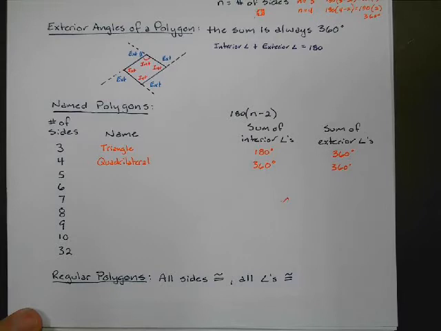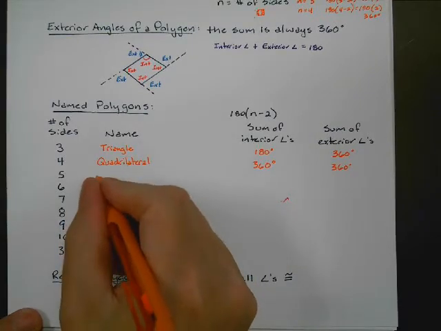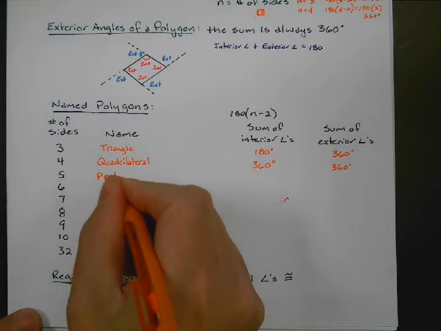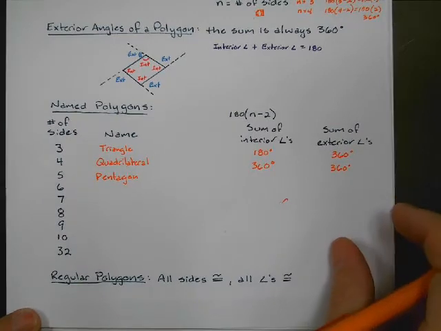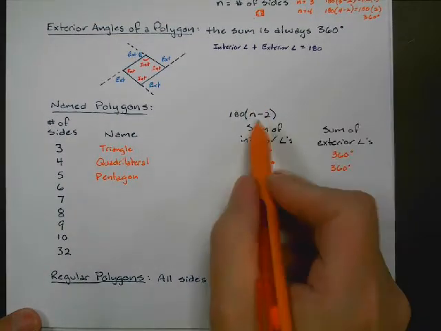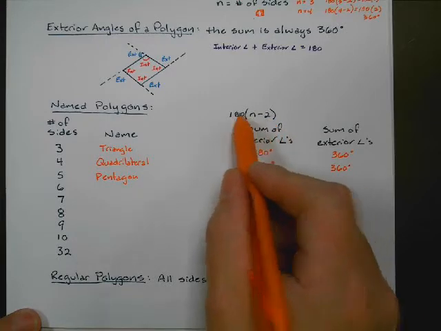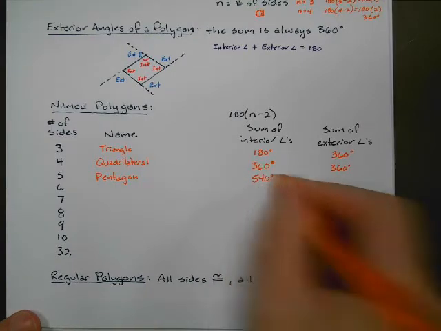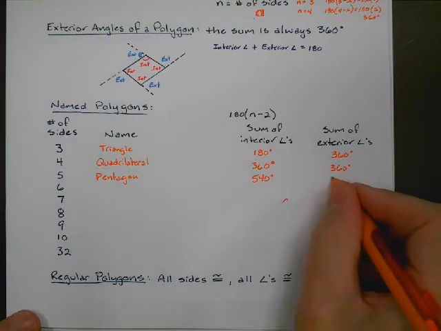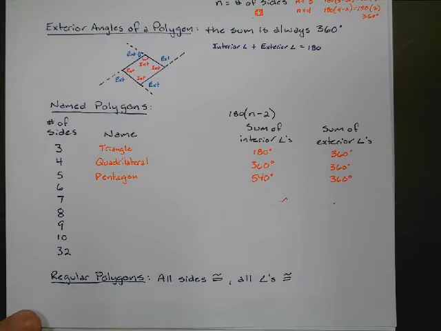All right, next one. If we've got a polygon that has 5 sides, what would we call it? We would call that a pentagon. Okay, how many degrees would that have? Well, we would do 5 minus 2, which is 3, and then we do 3 times 180, and we get 540. What is the sum of its exterior angles? Still 360. No matter how many sides, the exterior angles are going to add up to 360.